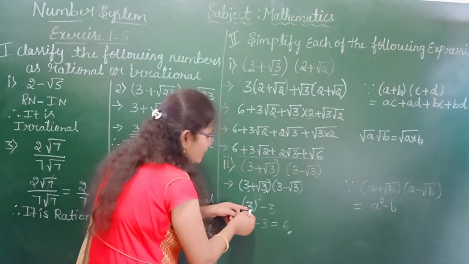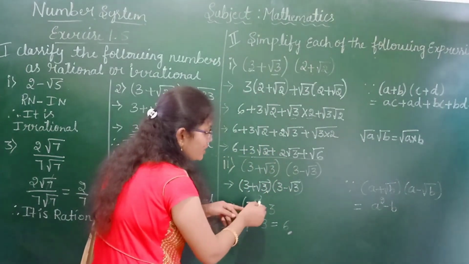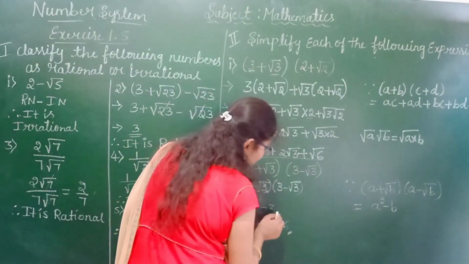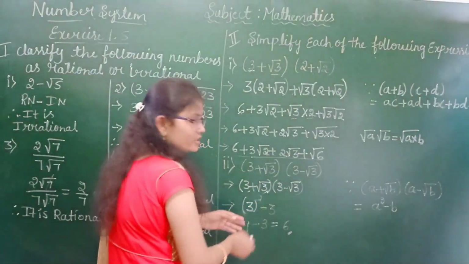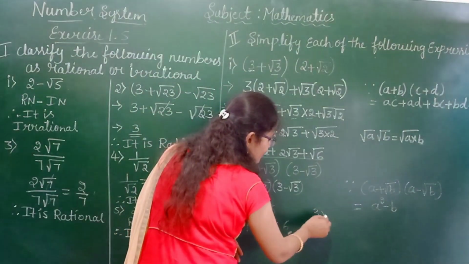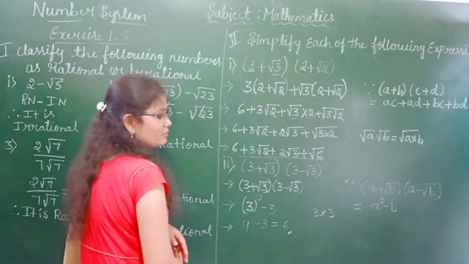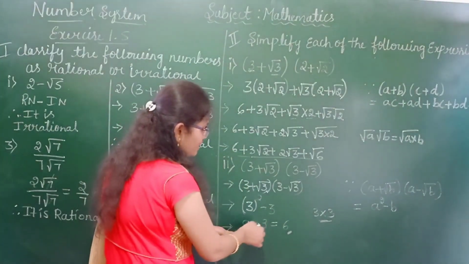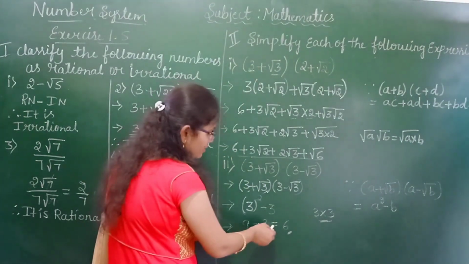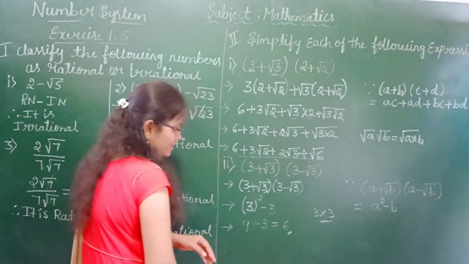In the place of a, we have to take 3 whole square as it is, minus in the place of b we have to take 3. Then if you simplify, what happens? 3 square is nothing but 3 into 3. 3 into 3 is 9, minus 3 as it is, equal to 9 minus 3 is 6.